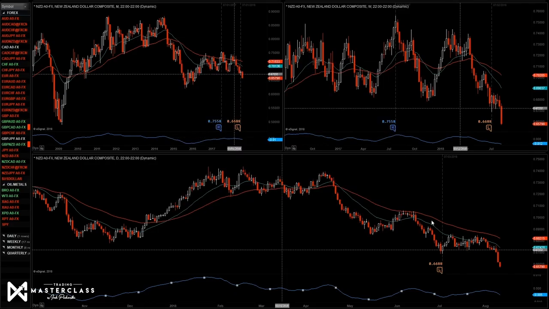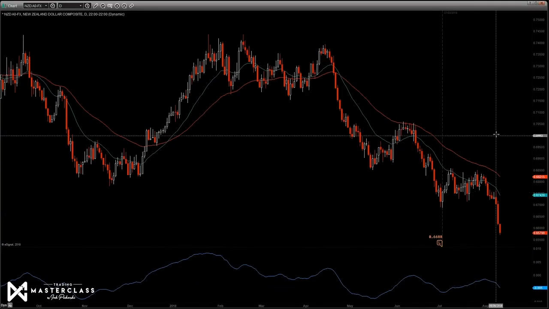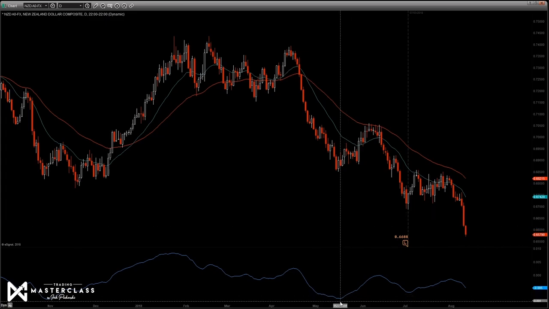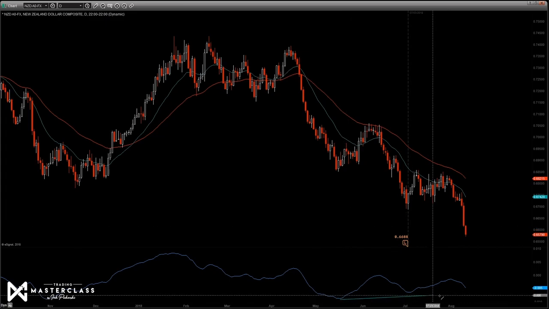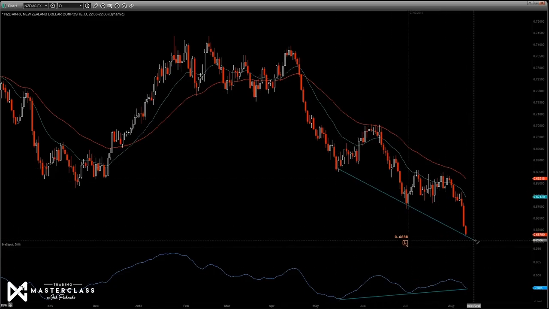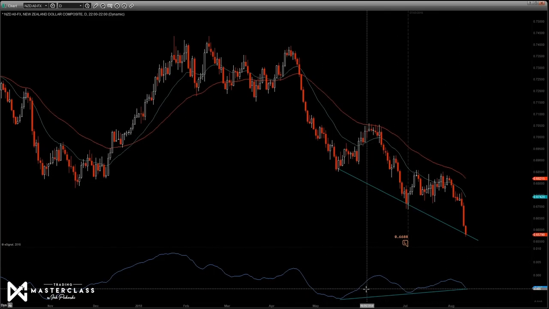So what do I use MACD for? MACD for me is used to identify divergence in the market. Okay, so what is divergence? So I'm going to draw 2 lines and then I'm going to explain what I'm actually doing. Okay, so we got 2 lines here. We have price action on top, we have the indicator on the bottom.